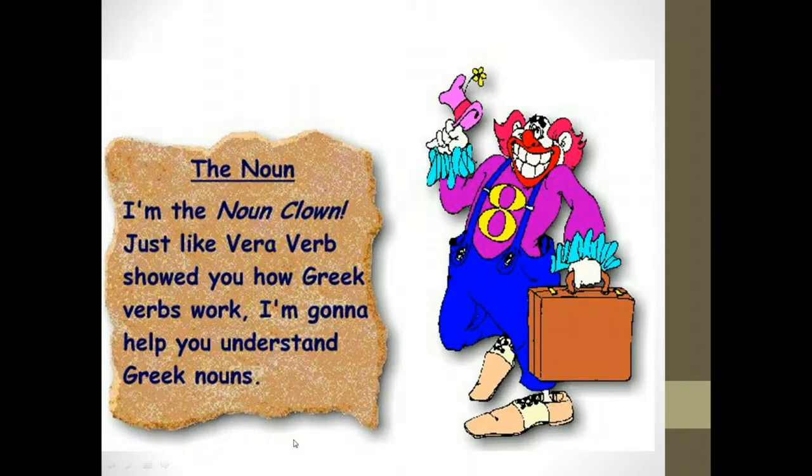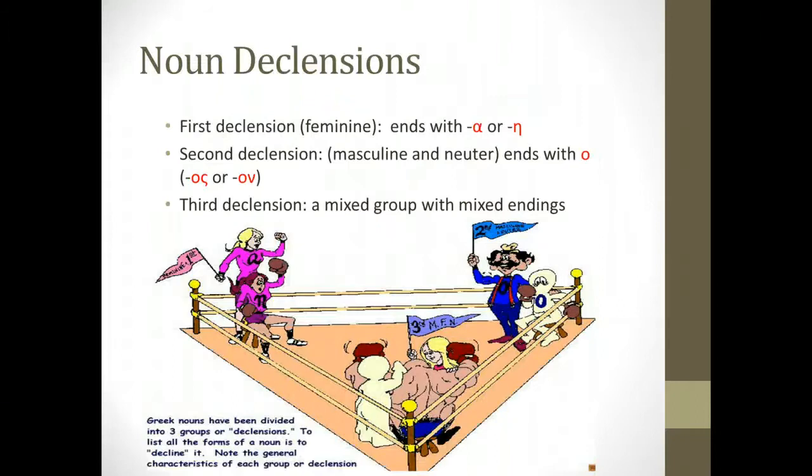This is the noun clown. You may recognize him from your textbook, and just as we have Vera Verb that helps us to learn about verbs, you're going to have the noun clown with us, who's going to lead us through as we begin to learn all about Greek nouns. Now, Greek nouns are a little bit different than English nouns in that there are actually three different classes of nouns.